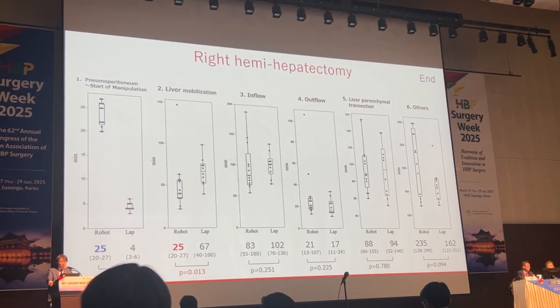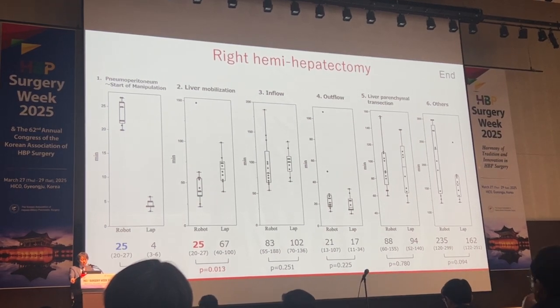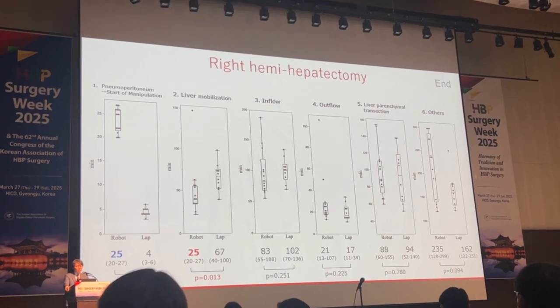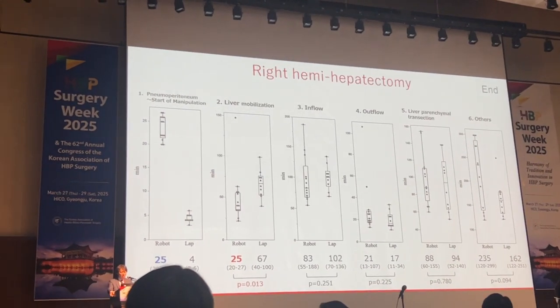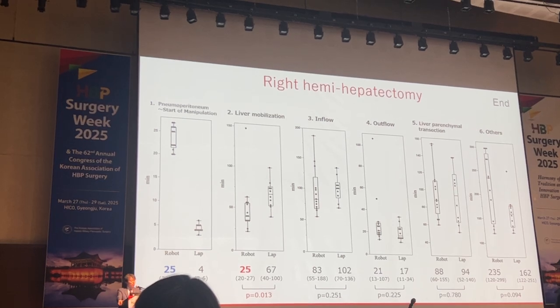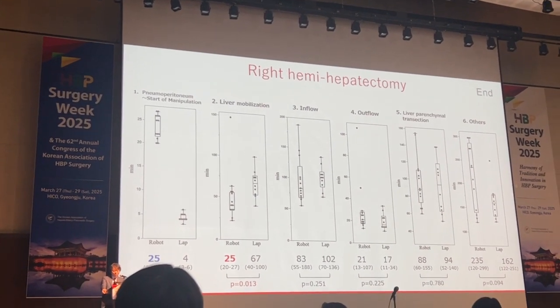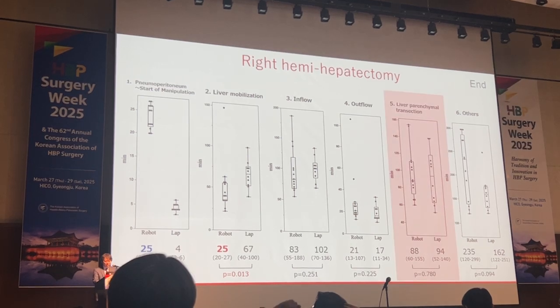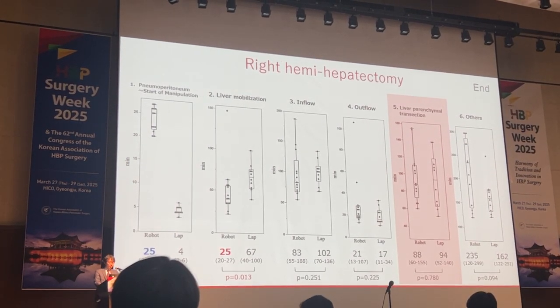We compare the operation time for each technique. Because it takes time to roll in, the time from the start to manipulation was longer for the robot by 25 minutes. On the other hand, the liver mobilization time with the robot was shortened by 25 minutes. The inflow control and outflow control were almost the same. And the time for parenchymal transection was almost the same.